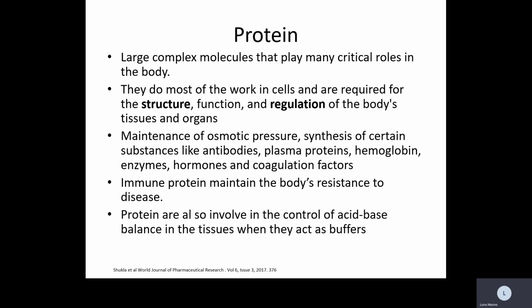So proteins are very large, complex molecules that play critical roles in the body. So protein is an amazing thing. They do work in cellular, subcellular function. So they are involved in signaling. So they have upstream and downstream effects in terms of body function. So they're required not just for the structure, but the function and regulation of the tissues and organs.